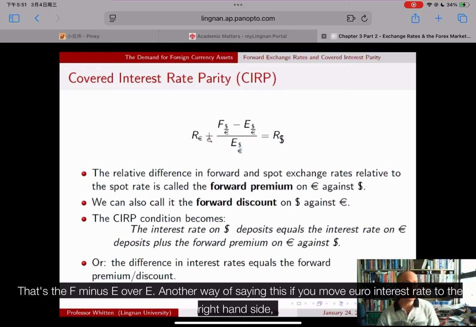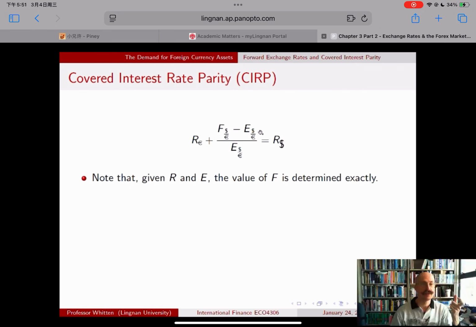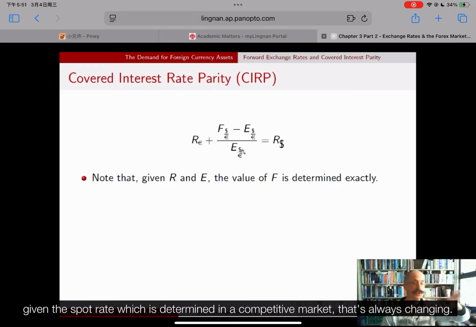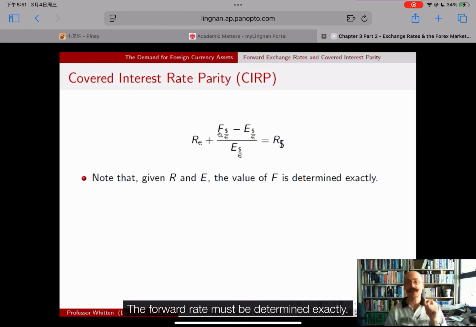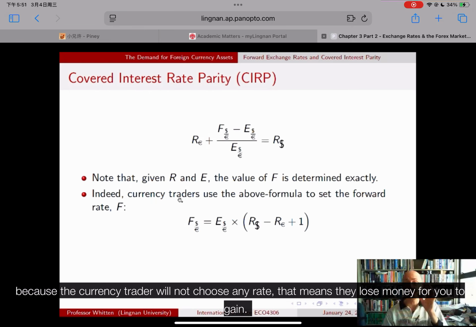Another way of saying this, if you move euro interest rate to the right-hand side, is that the difference in interest rate equals the forward premium or discount. Now note, given interest rates, which are determined in a competitive market for bonds, given the spot rate, which is determined in a competitive market, that's always changing, the forward rate must be determined exactly. And indeed, currency traders almost always use this formula to determine what should be the forward rate, because the currency trader will not choose any rate that means they lose money for you to gain.